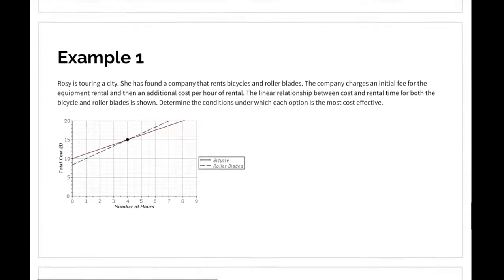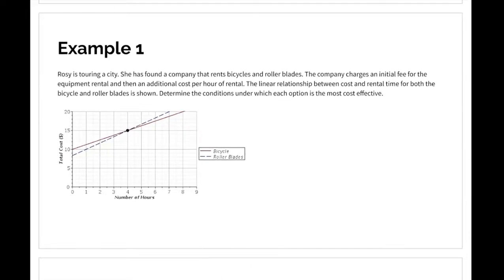So in example 1, we're going to go through this idea. Rosie is touring a city. She has found a company that rents bicycles and rollerblades. The company charges an initial fee for the equipment rental and then an additional cost per hour of rental. The linear relationship between cost and rental time for both the bicycle and rollerblades is shown. Determine the conditions under which each option is the most cost effective. And by cost effective, we mean cheaper.